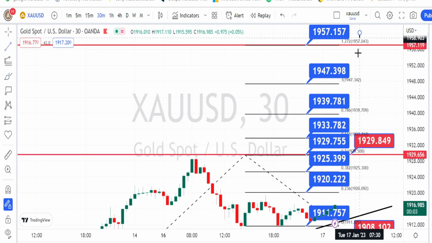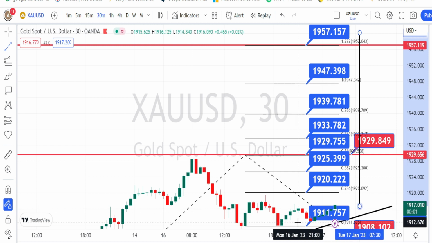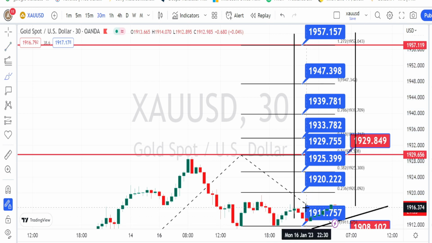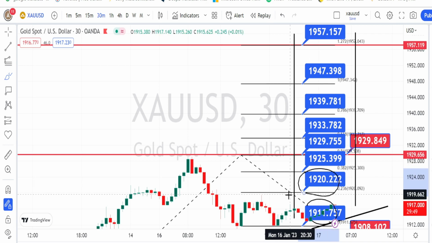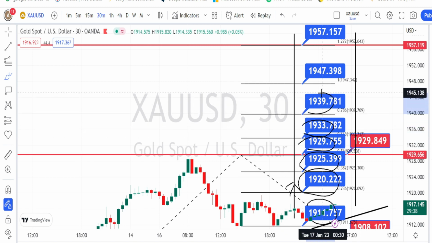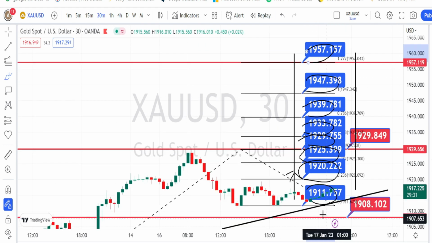So the values within these blue color boxes are the resistance and support levels for current price action in 30 minutes time frame. Currently the price action is trading between the support level of 1911 and the resistance level of 1920. Once the price action breaks this resistance level of 1920, next level of resistance is going to be around 1925, 1929, 1933, 1939, 1947 and 1957. And if the price action breaks this support level of 1911, next level of support is going to be around 1908 from the 4 hours time frame.